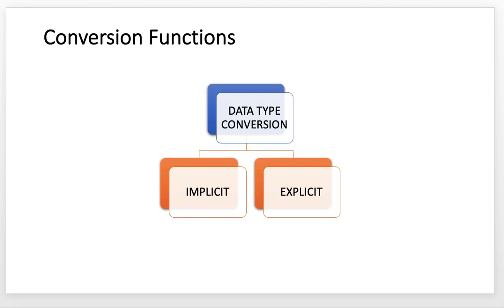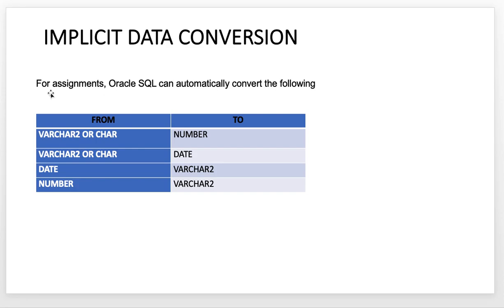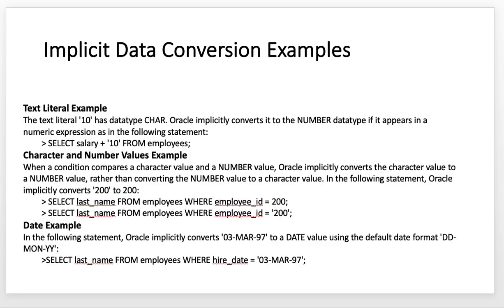Moving to the first, implicit data conversion, Oracle SQL automatically converts varchar or char type to a number data type or a date data type. A date data type is converted to varchar2 type and a number is also converted to a varchar2 data type. These are the data conversions which we are generally unaware of and Oracle automatically takes care of for us, and rather we should be very careful using these implicit data conversions.